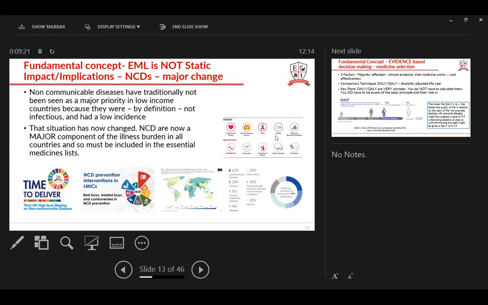Non-communicable diseases have traditionally not been seen as a major priority in low-income countries. I give you an example. Liberia is a low-income country, and non-communicable diseases, the NCDs, have become an issue there. So we are prioritizing malaria. We're not prioritizing somebody having whooping cough. We're not prioritizing some kids in the village that have not been vaccinated. So we should pay key attention to these.